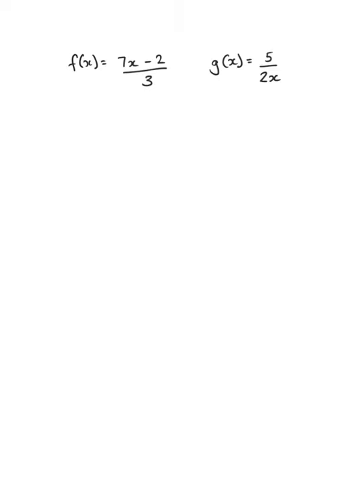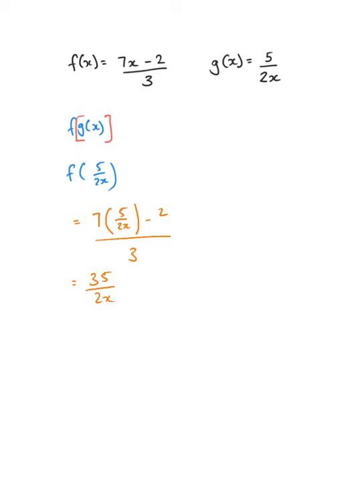So if we just look at another one, I want to find fg of x again. So that means that I'm finding f of whatever the g of x is. So I'm going to find f of 5 over 2x. So if you remember to do that, I'm now going to replace x with 5 over 2x. So it equals 7 times 5 over 2x minus 2, all over 3. And I can still multiply that out to get 35 over 2x minus 2, all over 3.